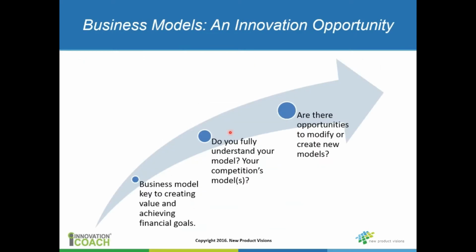And so the point that I want to make here is that the business model, if you think about it, really can be an innovation opportunity. First, the business model is the key to creating that value and achieving your long-term financial goals. And the question is, do you completely understand your business model and your competitors' business models? And then finally, are there opportunities to innovate around the business model and create more sustainable competitive advantage?